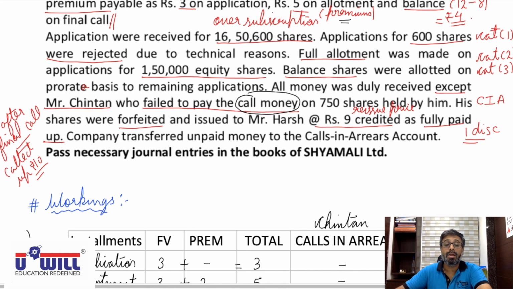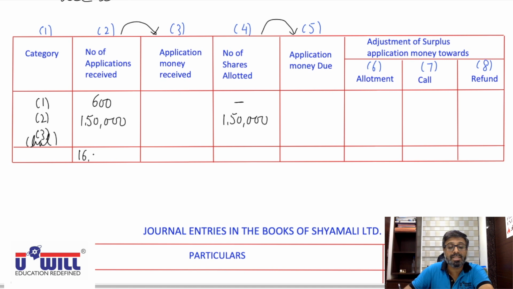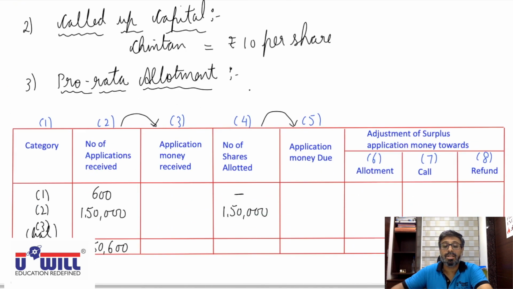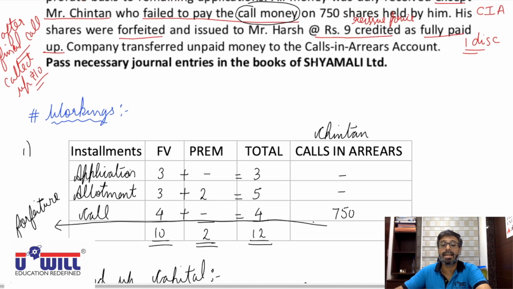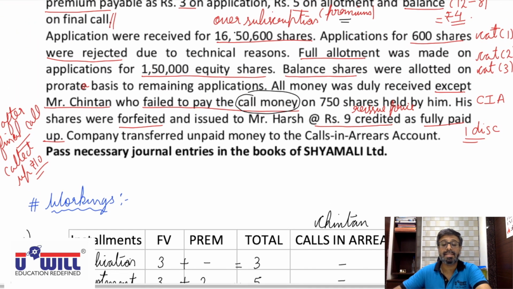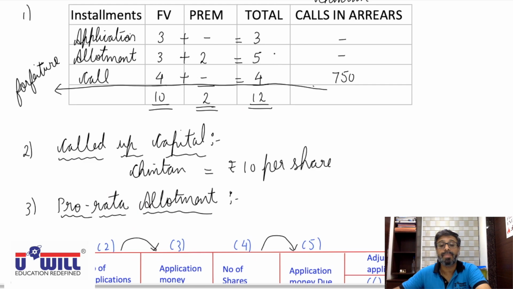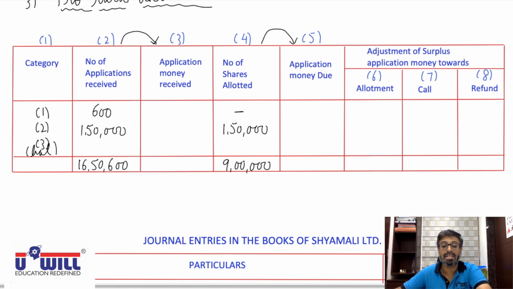What did I tell you? Total applications received 16,50,600. Write down in the column of total application received 16,50,600. Okay, and we have issued 9 lakh shares, so we can allot maximum 9 lakh shares only. So in number of shares allotted, write 9 lakhs. Once again, total applications received 16,50,600, and total issued shares 9 lakh. Write it in the column of total number of shares allotted 9 lakhs.